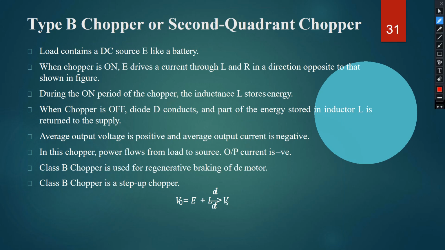Now let us describe the chopper. The load contains a DC source like E, a battery. When the chopper is on, it drives a current through L and R in the direction opposite to that shown in the figure. During the on period of the chopper, the inductor L stores energy. When the chopper is off, D conducts and part of the energy stored in the inductor L is returned to the supply. The average output voltage is positive and the average output current is negative.